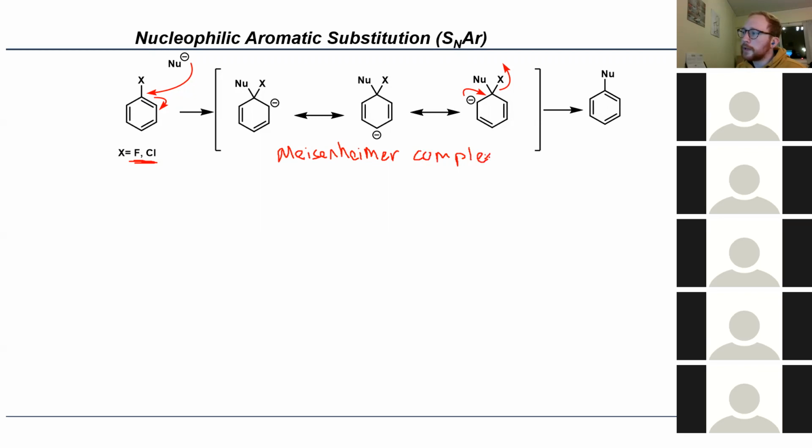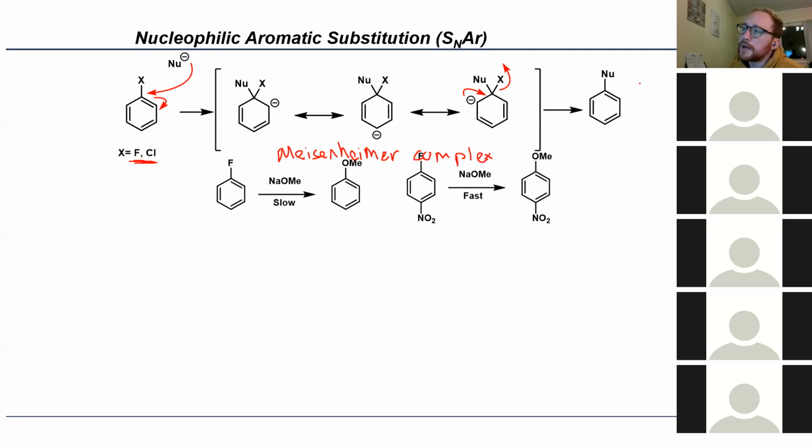And the negative charge can then eject our leaving group, restoring aromaticity and putting a nucleophile in its place. And so it turns out that benzene's not a very good electrophile. And so if you just have an unsubstituted benzene ring, trying to displace it with a nucleophile is quite slow. And so in this case, where we just have fluorobenzene, its reaction with the nucleophile sodium methoxide is slow.